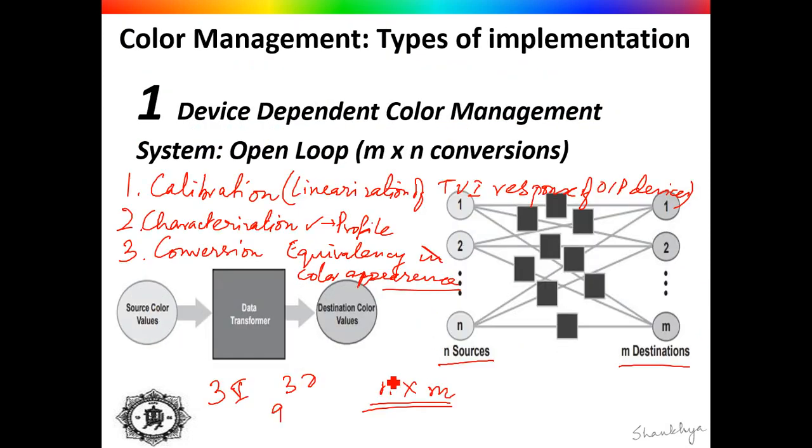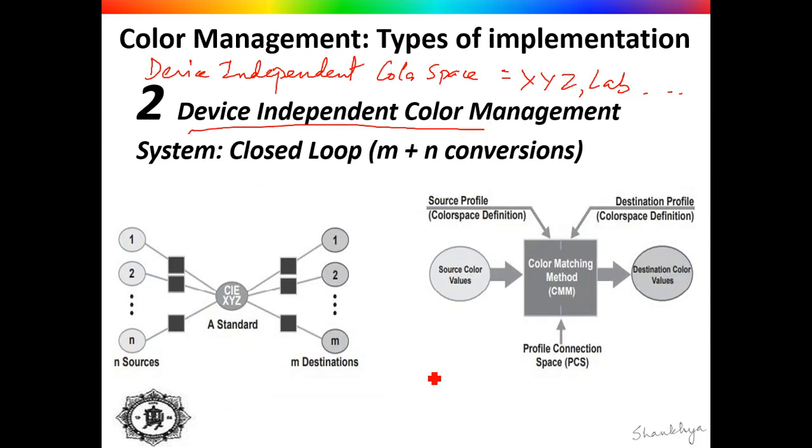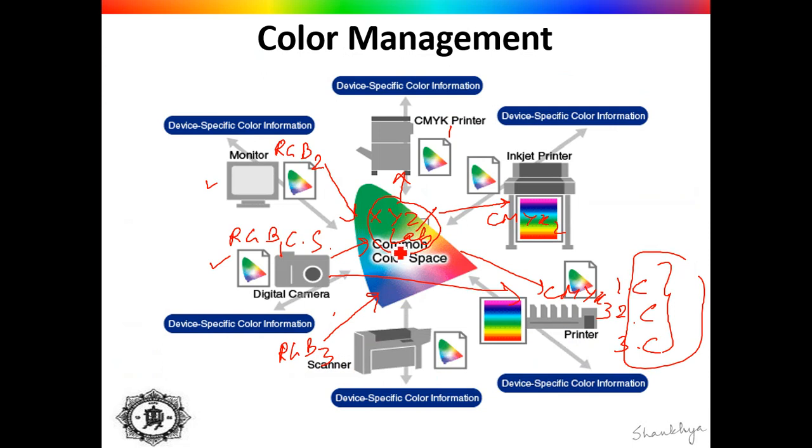If you had n number of input devices and n number of output devices, in total how many color space transformations would you need to make? M into n, or n into m. But in this case, in total how many color space transformations do you need to make? Count 1, 2, 3, 4, 5, 6.